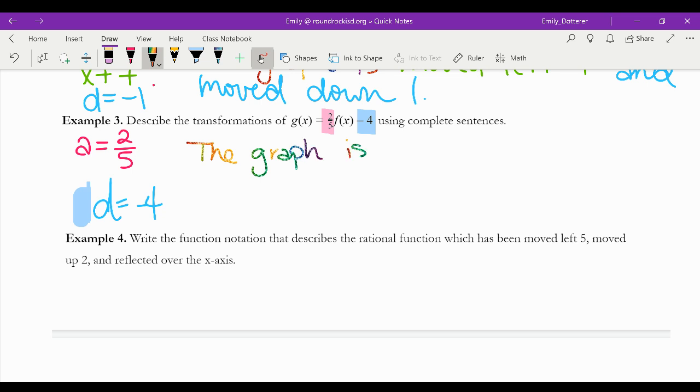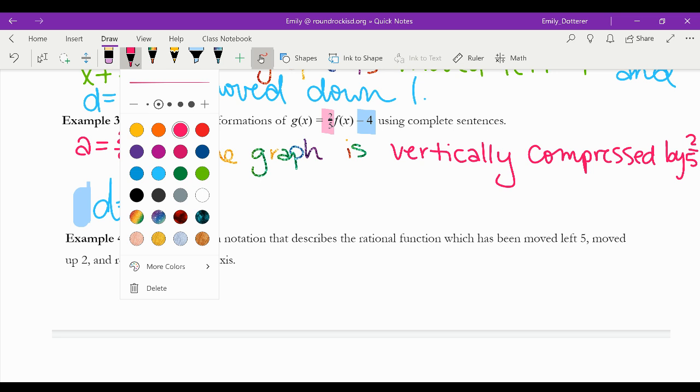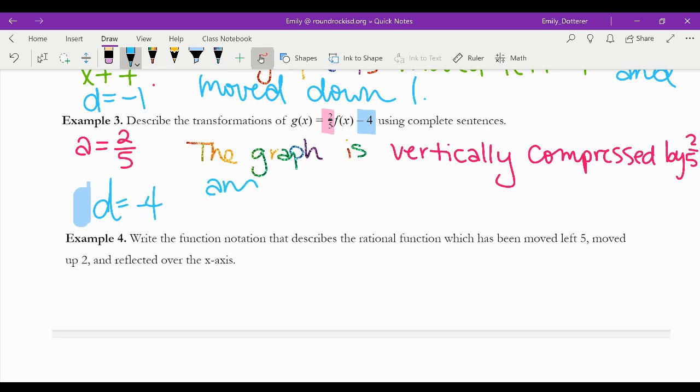So the graph is, 2/5 is less than 1, so it is vertically compressed by 2/5. And moved down 4.